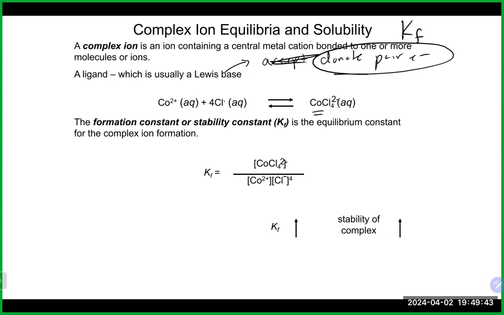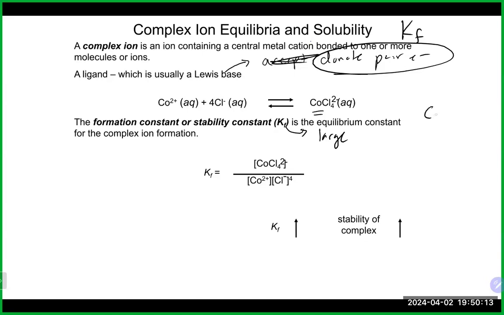Kf values, unlike Ksp values, are actually really large values. Ksp values are really small values. Typically speaking, Kf values are very large. And that means that as the Kf value increases, the formation of a complex ion is stabilized and wants to happen.